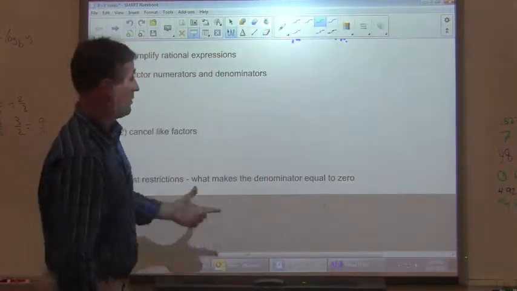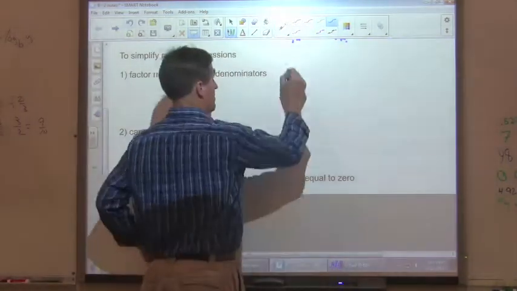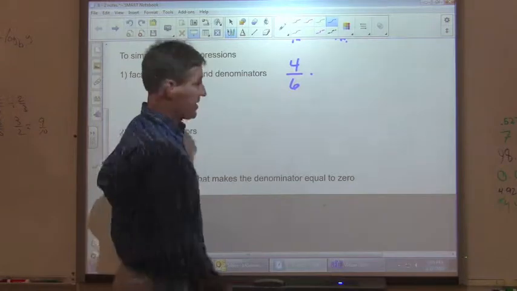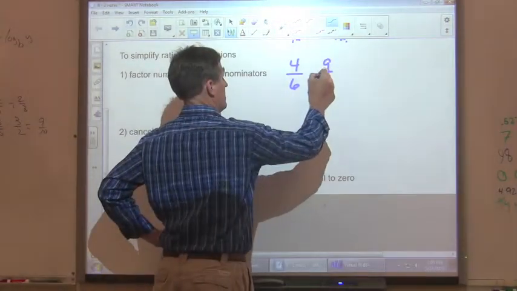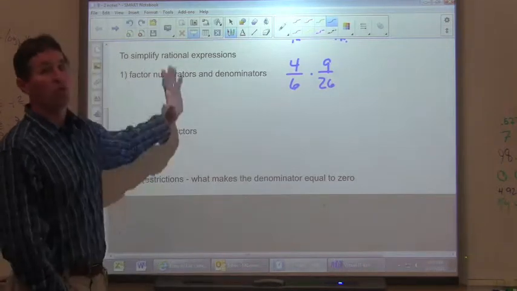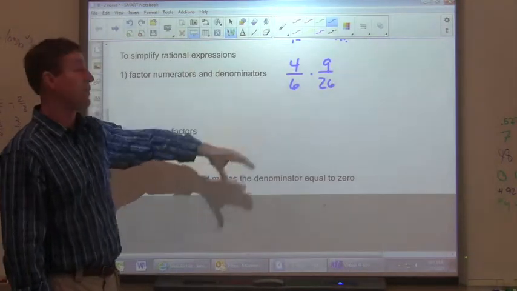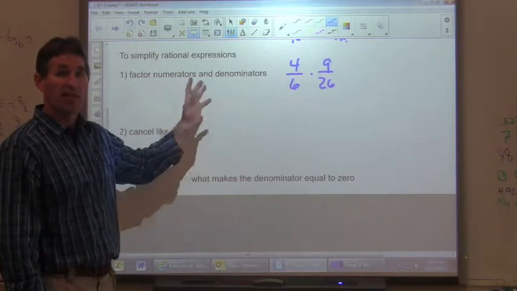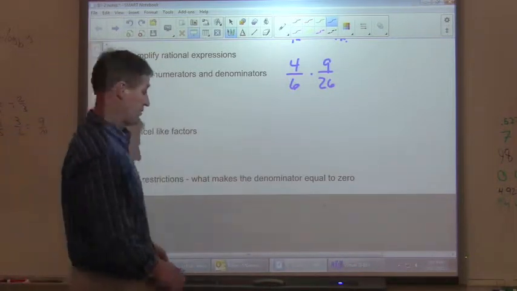Now we're going to be working with, let's just take a fraction: 4/6 times 9/26. Now you could multiply those together and then reduce, but I prefer just to use cancel before so we don't have to reduce afterwards.